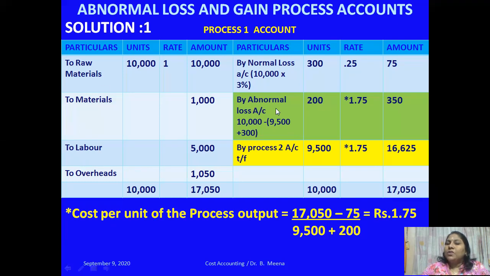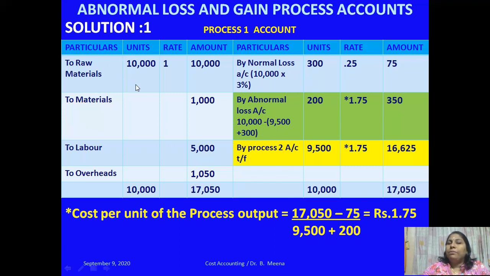Okay, that loss is called abnormal loss. I expected 300 units will be the loss. That is normal loss. That is predetermined loss as per past experience. That's what I explained in the previous videos. So normal losses are predetermined losses based on past experience. But abnormal loss is unexpected. Okay, due to a shortage or a power cut, we have some kind of loss. That is abnormal loss. So how to calculate the abnormal loss or abnormal gain? Compare the inputs.